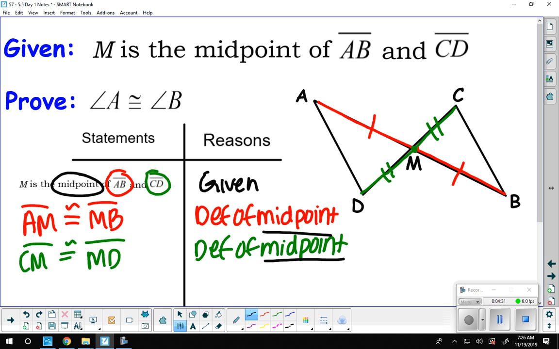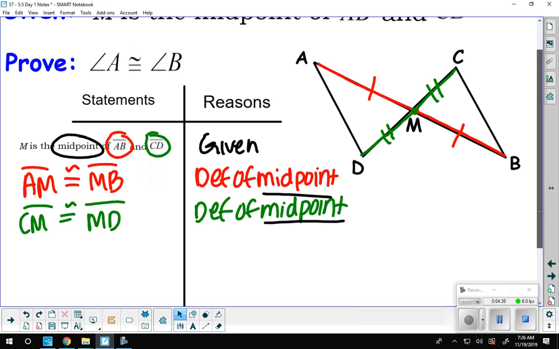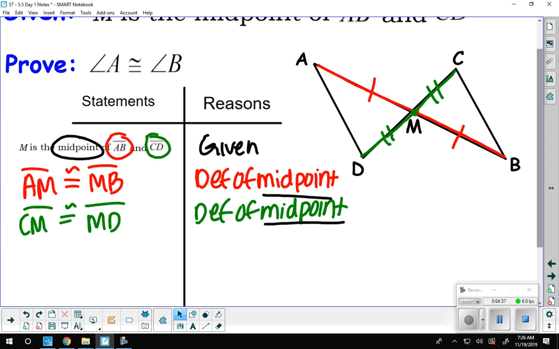And now we have two pieces of information. We have two sides of one triangle congruent to two sides of a second triangle. So then our second step, we want to ask ourselves, do we have reflexive property or vertical angles here? And in this example, we have vertical angles that are directly across from each other. We can't name it angle M because there's actually 4 angles at M. So we need 3 letters to name vertical angles.